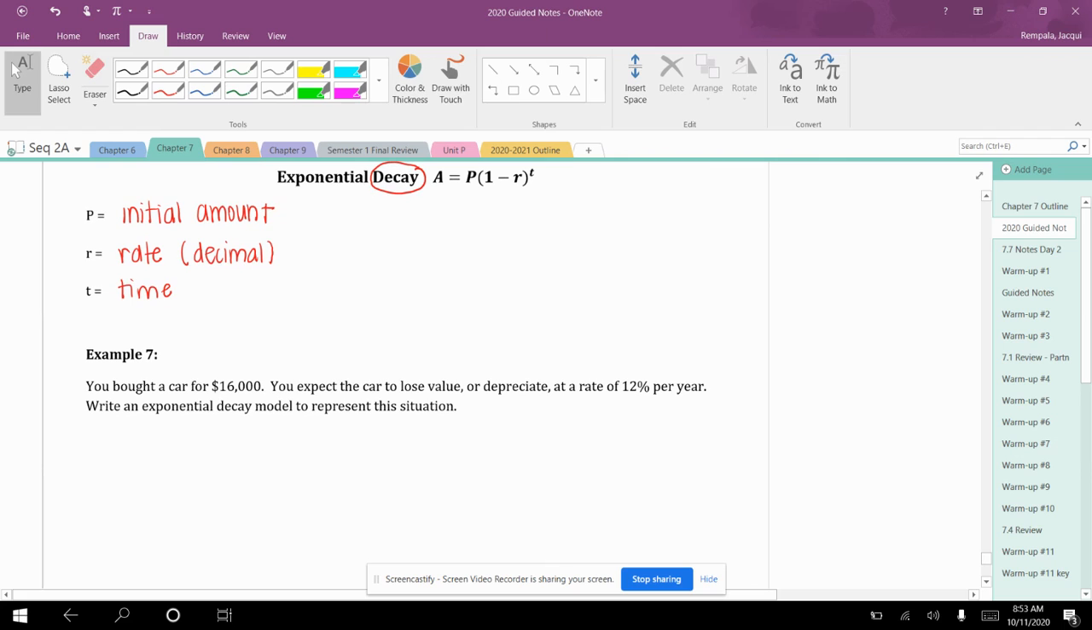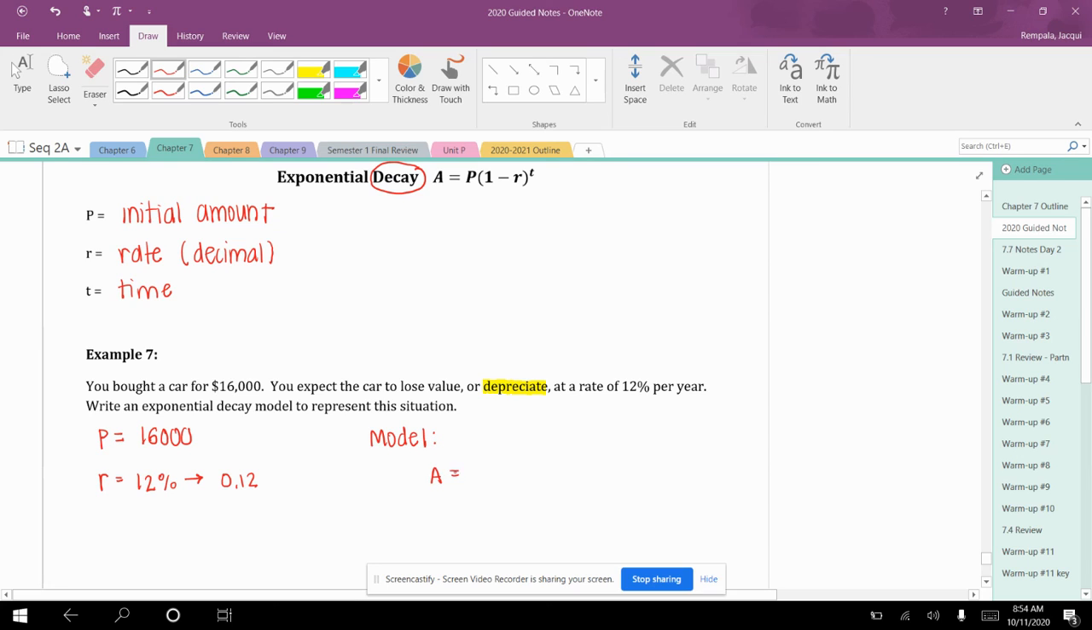Okay, so here's our first example. You bought a car for $16,000. You expect the car to lose value or depreciate at a rate of 12% per year. We're going to write an exponential model that represents this situation. To write a model, we just need the initial amount and the rate. If we bought the car for $16,000, that's my initial amount. Notice how we're talking about depreciating, which is why we're using decay. It's saying 12% each year, so divide that by 100 or move it 2 decimal places. And so we're going to have 0.12.